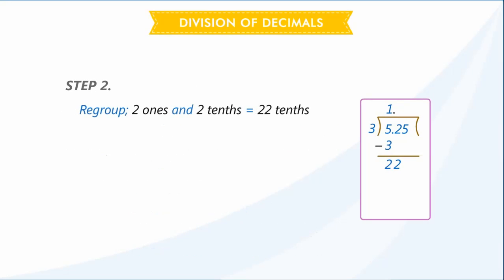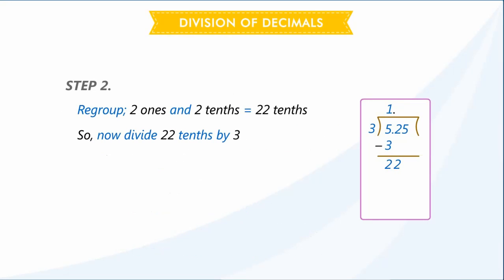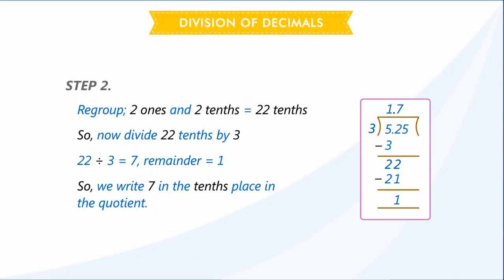Step 2. Regroup. 2 ones and 2 tenths is equal to 22 tenths. So, now we divide 22 tenths by 3. 22 divided by 3 is equal to 7. Remainder is equal to 1. So, we write 7 in tenths place in the quotient.